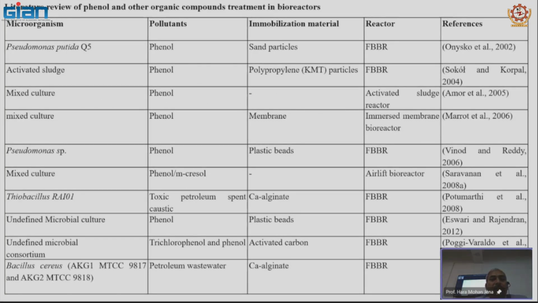Some of the literature on the removal of phenol and other organic compounds in the bioreactor is shown here, and the bacteria used and the pollutants that are removed, basically the phenols and polyphenols. And the immobilization materials: sand particles, membrane. Like earlier it was activated carbon and carbon filters. Now other materials are also used, calcium alginate, plastic beads, membranes, etc.